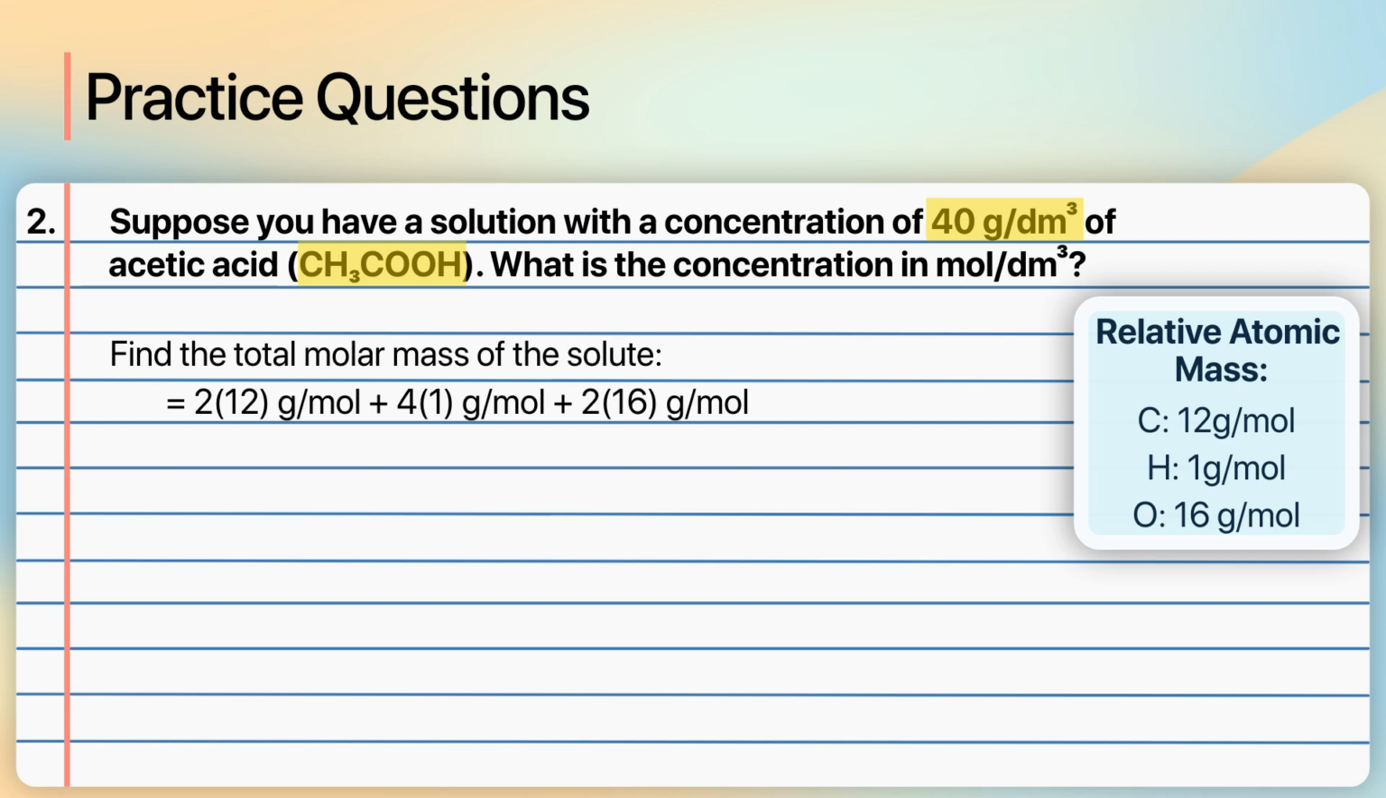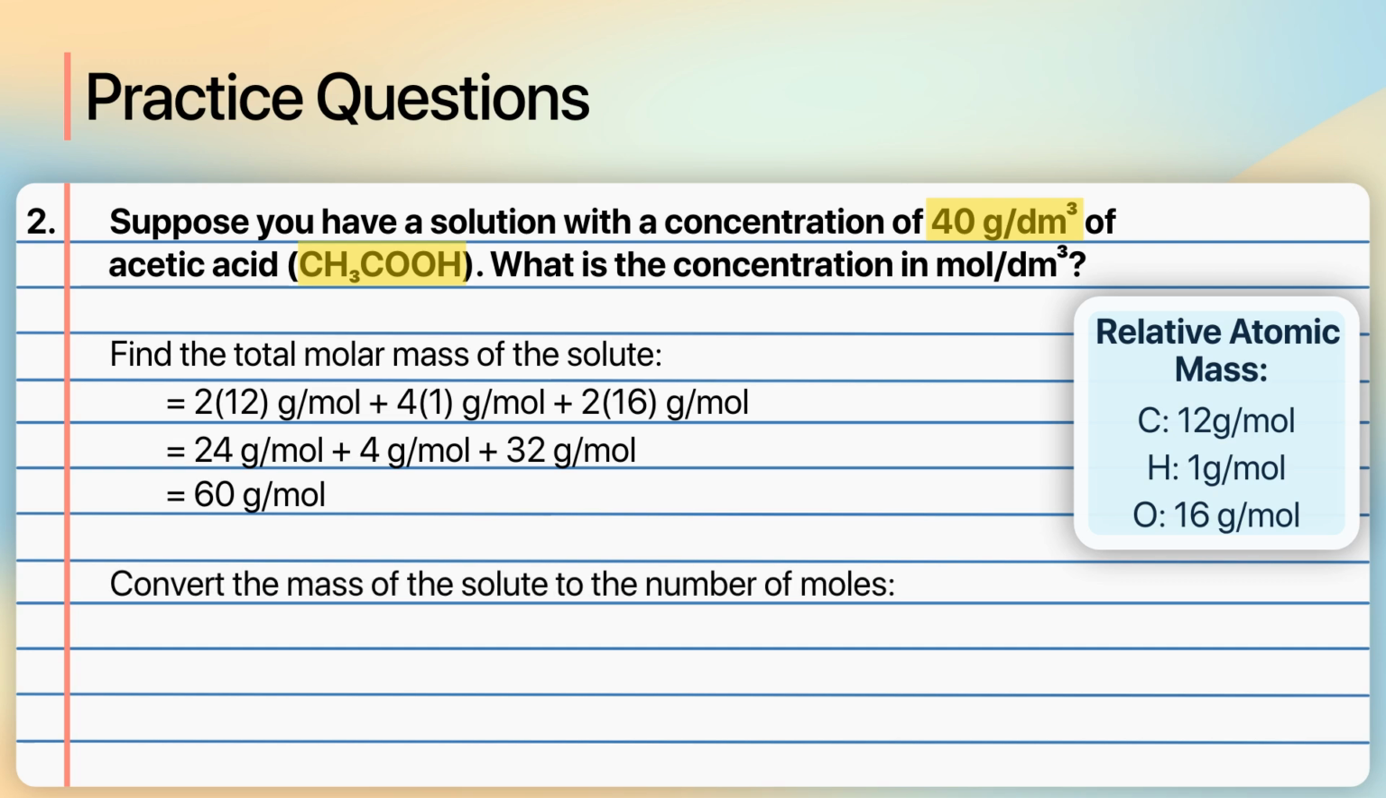CH3COOH is the relative atomic mass of carbon, 12 grams per mole, multiplied by 2, combined with the relative atomic mass of hydrogen, 1 gram per mole multiplied by 4, plus the relative atomic mass of oxygen, 16 grams per mole multiplied by 2, which comes to a total of 60 grams per mole. To convert the mass of the solute to the number of moles, divide the mass of the solute by its molar mass. So the number of moles of CH3COOH per decimeter cubed is 40 grams divided by 60 grams per mole, which is 0.667 moles per decimeter cubed.